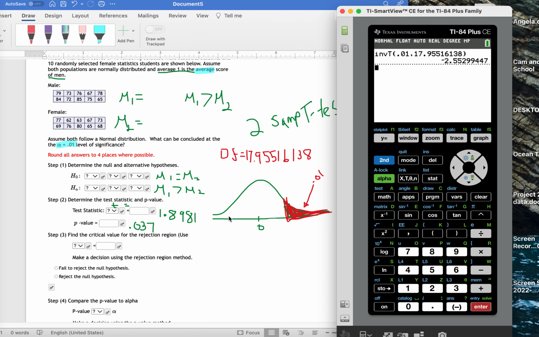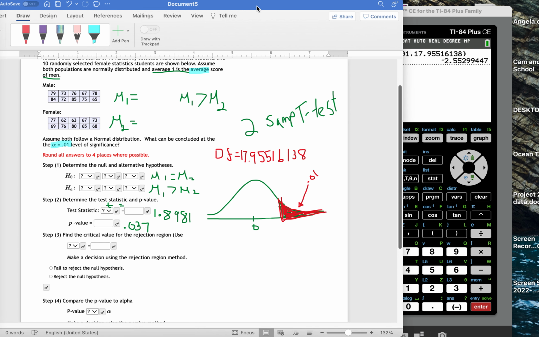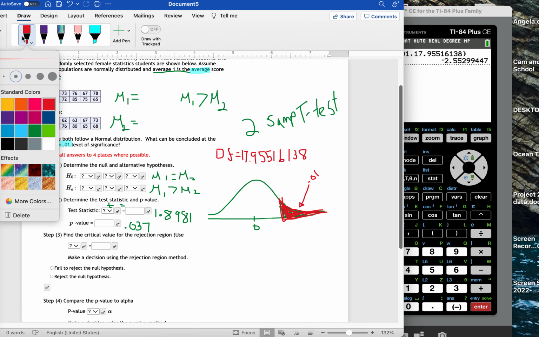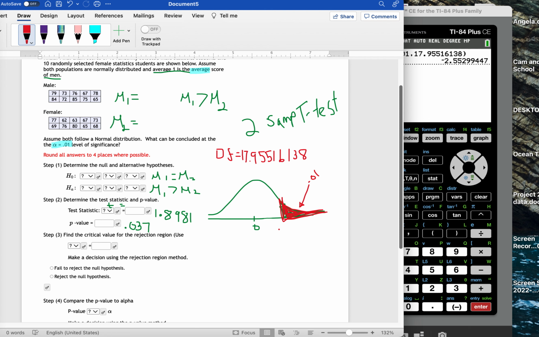So for 0.01 for a left tail, that would be over here in this area. That would be negative 2.5299447, rounded to 4 places. But that's going to give me a negative value for it over here. For the right-tailed test, we're going to use a positive number because it's on the right side of the graph and on the right side of 0. So this is going to be 2.553 if we round it to 4 places. Okay, now that's this cutoff point right here.